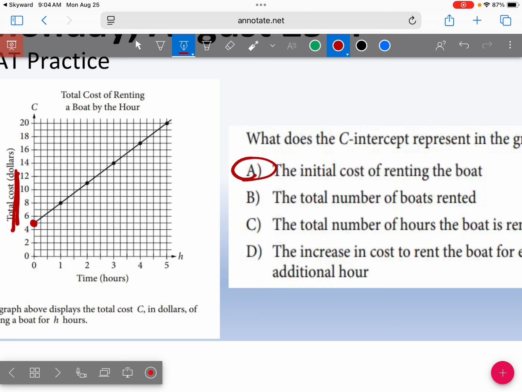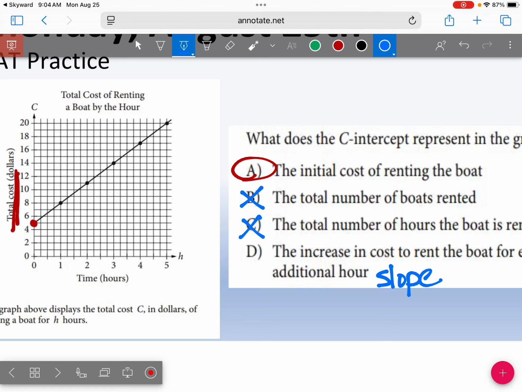And let's talk about why it's A. First of all, if it doesn't have the word cost in it, we know it's not that. So automatically, I'm glad nobody picked B or C. What D would represent is the slope. And it didn't ask you for the slope. It asked you for the y-intercept, which is A.